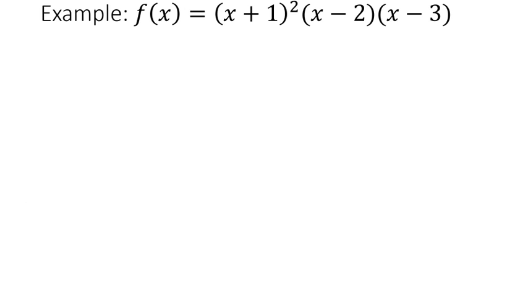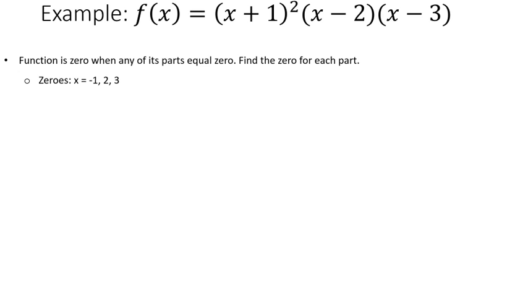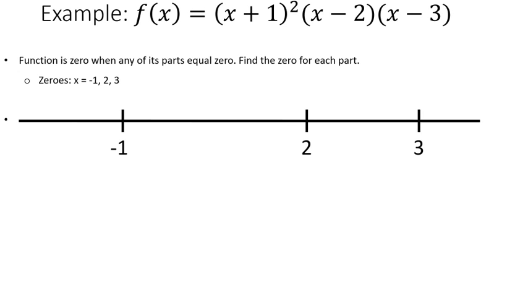Here's our function. We have 3 sets of parentheses multiplied together. First, we find the zeros. If any one of these sets of parentheses equals 0, our function is 0. So we can just find the 0 for each one. For the first set, x equals negative 1 will make that parentheses 0. Next, x equals 2 will make that set of parentheses 0. And lastly, x equals 3 will make that set 0. Now let's put them on our number line here.